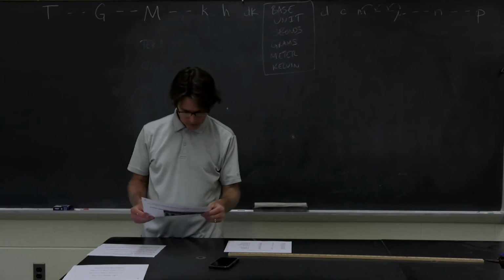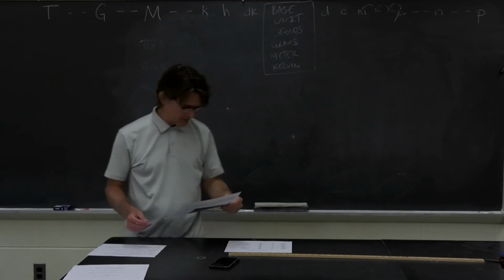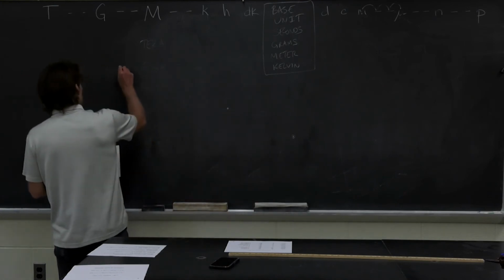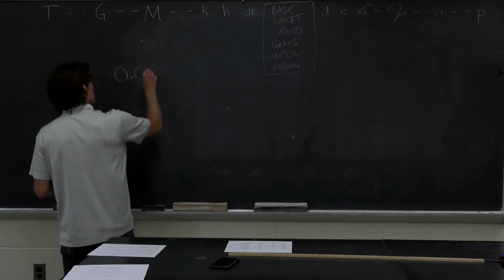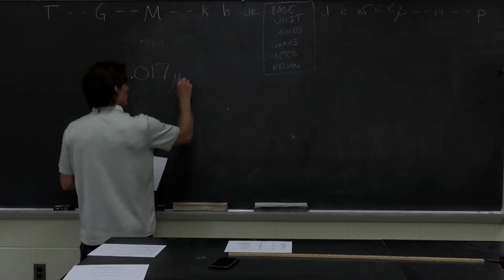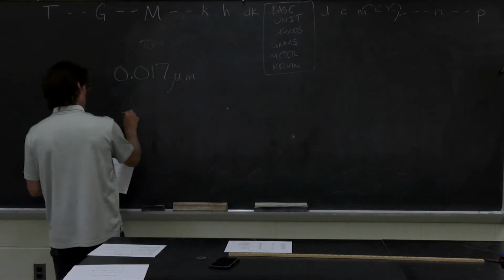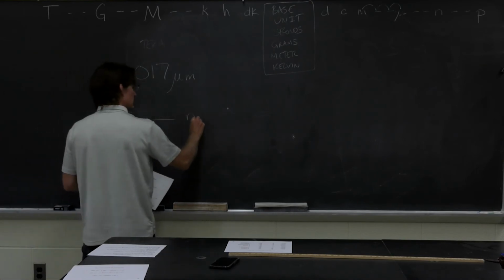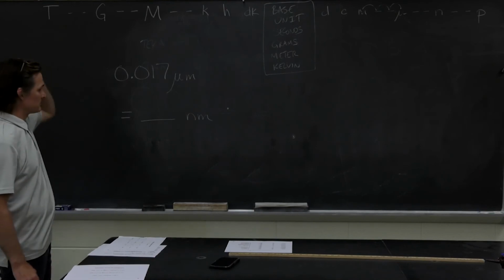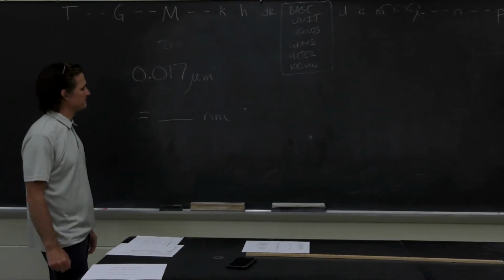There's a few problems to work through there. Let's try a couple of them. I'm going to skip the first one. Let's do this one. 0.017, and then I see a micrometer, and I want to know how many nanometers that is. Could you do that problem? Why don't you try it?